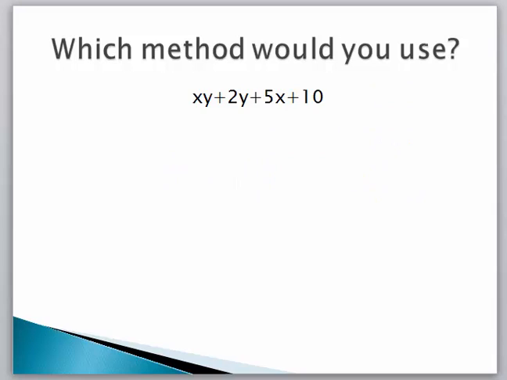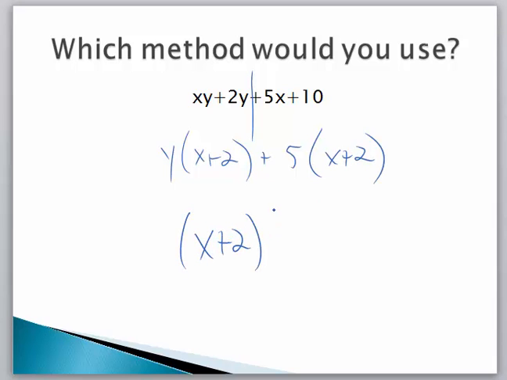Next example, you can see clearly have 4 terms, so I'm thinking grouping. Factor out the y, x plus 2, factor out the 5, x plus 2, common factor, x plus 2.